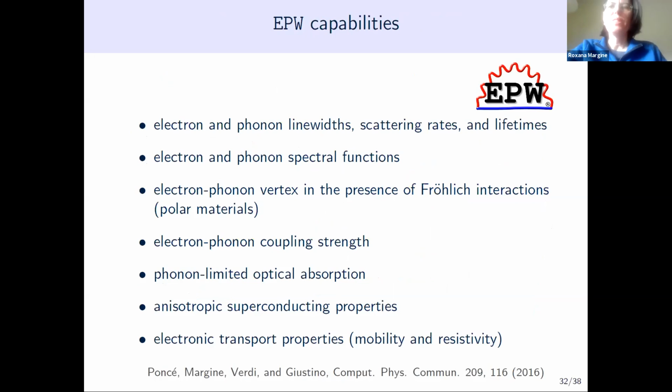So, okay, I'm almost finished. Just in the end, I want to highlight some of the EPW capabilities. I haven't talked about all the things that we can do with EPW, but basically one can calculate electron and phonon linewidths, scattering rates and lifetimes, and electron and phonon spectral functions. As you saw, I discussed this. We can do the electron-phonon vertex in the presence of Fröhlich interactions, so this is characterized for polar materials, electron-phonon coupling strength, phonon-limited optical absorption, anisotropic superconducting properties, and electronic transport properties using the Boltzmann transport formalism.